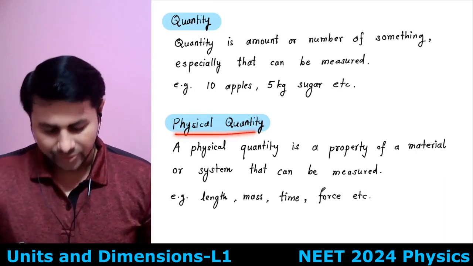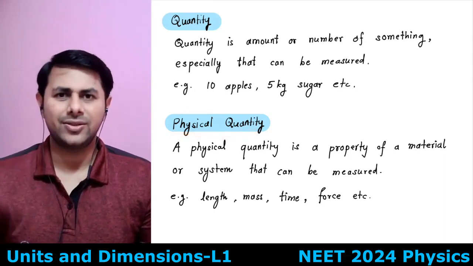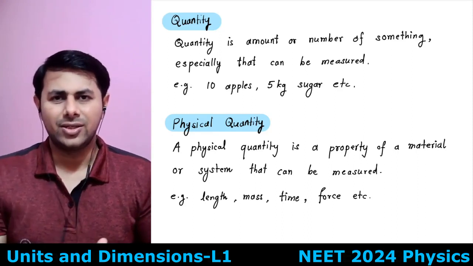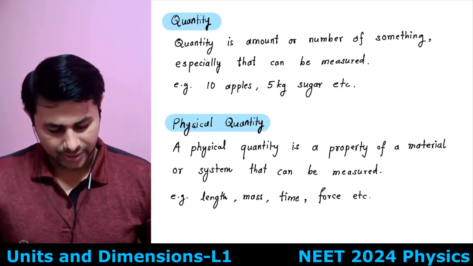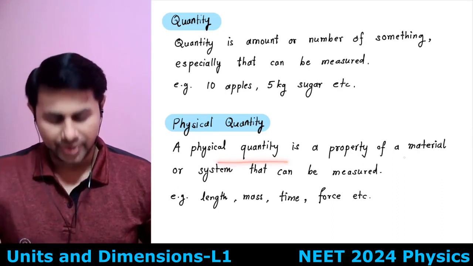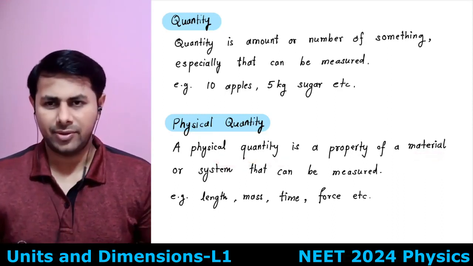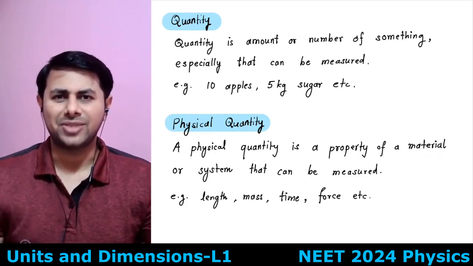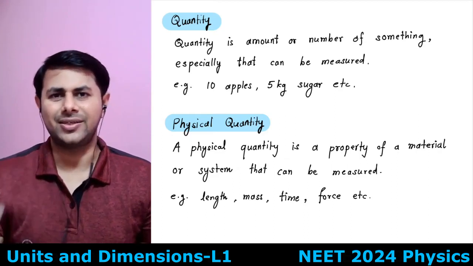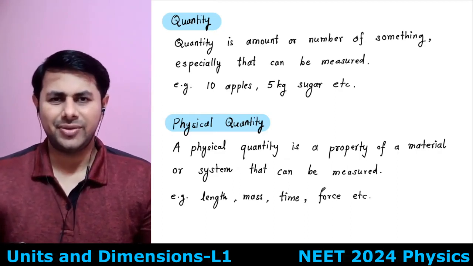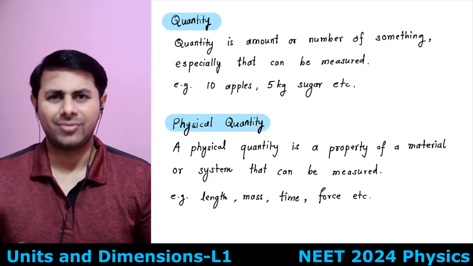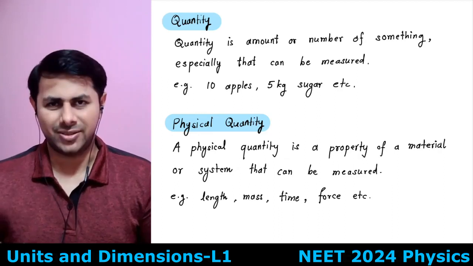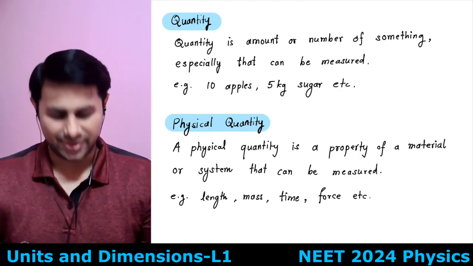And what is a physical quantity? A physical quantity is a quantity related to a physical system. It's a property of a material or a system which can be measured. For example, take me as a physical system. My height can be a physical quantity, and my mass is another physical quantity. The things related to a physical system which can be measured are physical quantities.